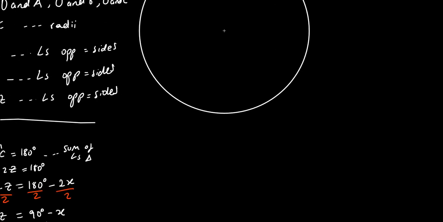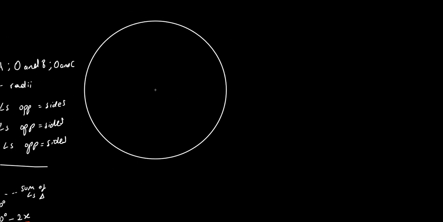Now, the next theorem is about cyclic quads. For cyclic quads, you need to prove two theorems: that the opposite angles of a cyclic quad are supplementary, and that the exterior angle of a cyclic quad... no, the exterior angle, we don't prove it. We prove that opposite angles of a cyclic quad are supplementary. So that's what we're going to prove right now.